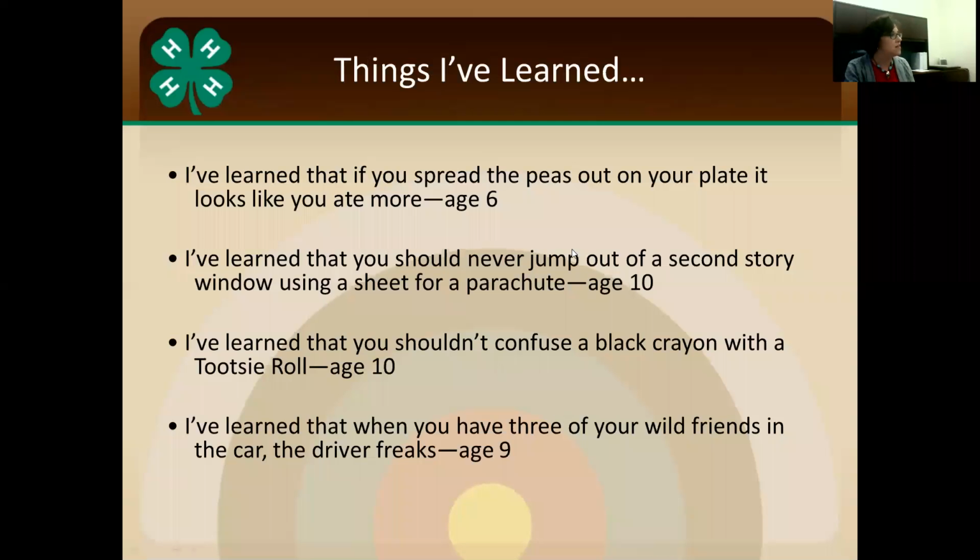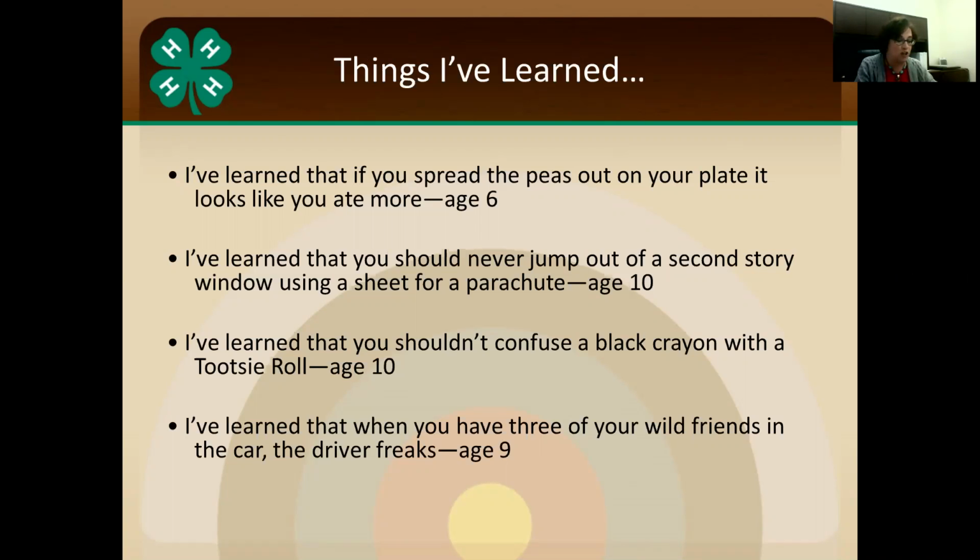So these are things that they've learned. When they asked a 6-year-old what they've learned: I've learned that if you spread the peas out on your plate, it looks like you ate more. I've learned that you should never jump out of a second-story window using a sheet as a parachute. And that was a 10-year-old. If you were to ask my then 6-year-old, he would tell you, I learned you never jump off the hay wagon when Grandpa convinces you it's okay, because he knocked out his 2 bottom teeth doing that. So, they learned some things.